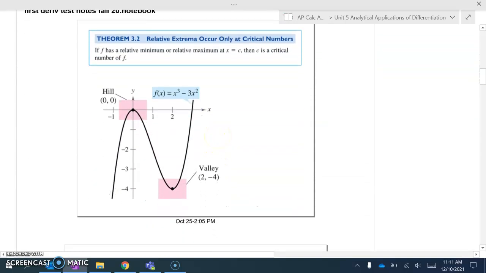So relative extrema occur only at critical numbers. So relative extrema, remember, that's just in those local neighborhoods. They're not necessarily on closed intervals like the absolute extrema were.